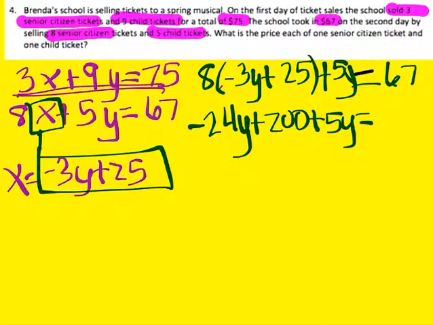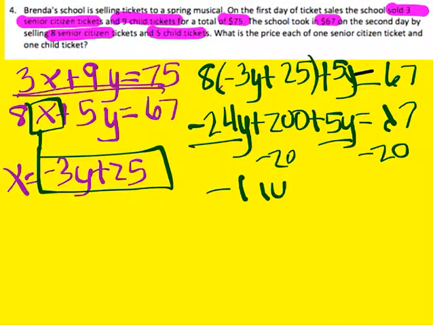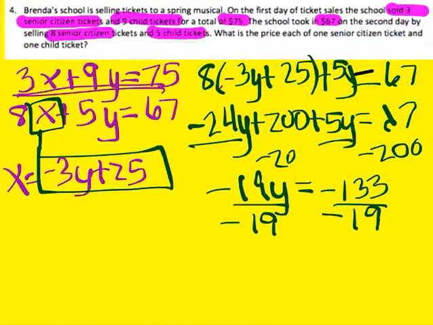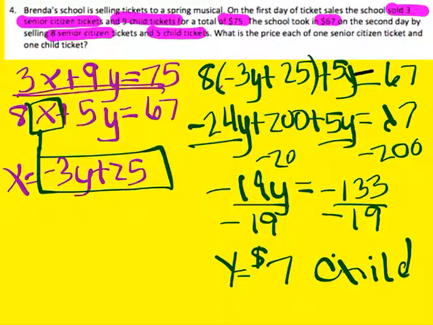is equal to 67. So then I'm going to subtract 200 from both sides. Combining like terms, negative 24y plus 5y is negative 19y. And then 67 minus 200 is going to give me negative 133. Divide both sides by negative 19, and I get y is equal to $7. Now that's for the child ticket.